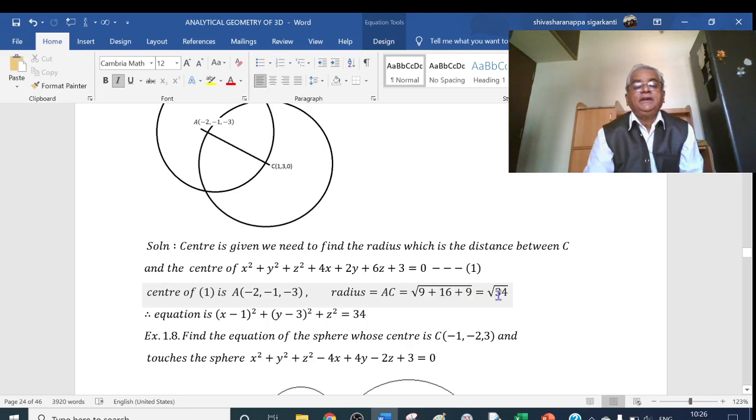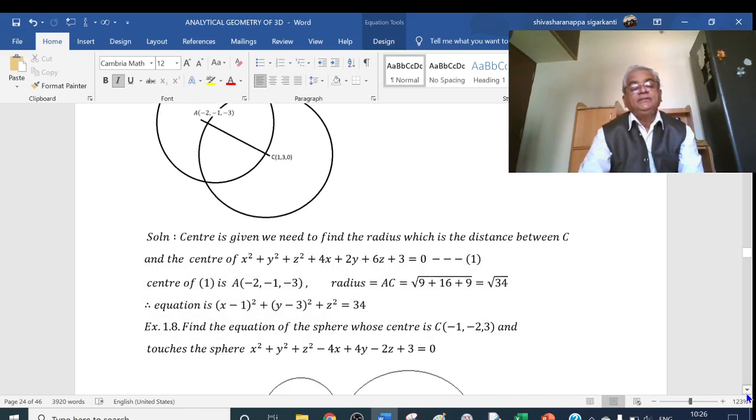I know the center here. Center is (1, 3, 0), that is alpha, beta, gamma. Therefore, the required equation is (x minus 1) square plus (y minus 3) square plus (z minus 0) square, that is z square, is equal to r square. R square is root 34 square, that is equal to 34.